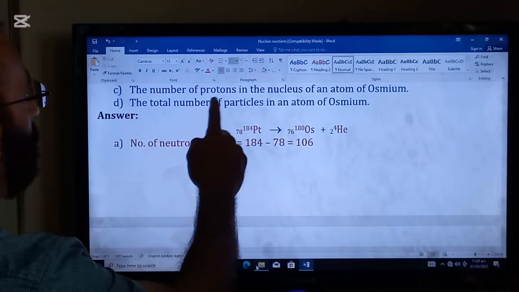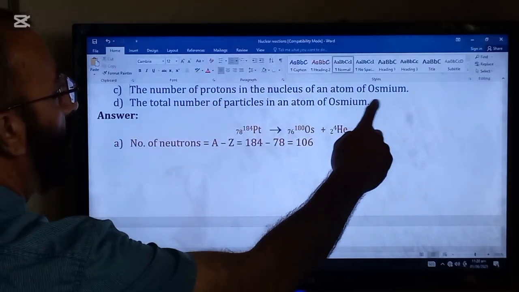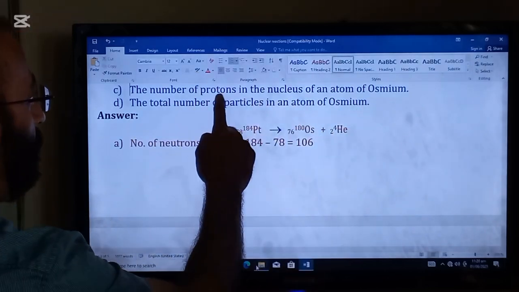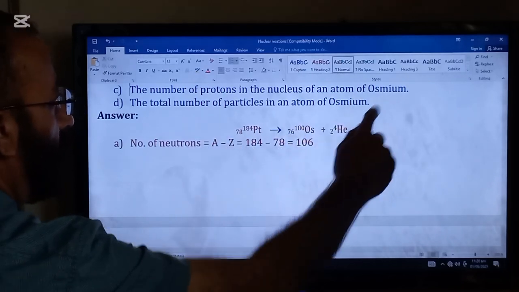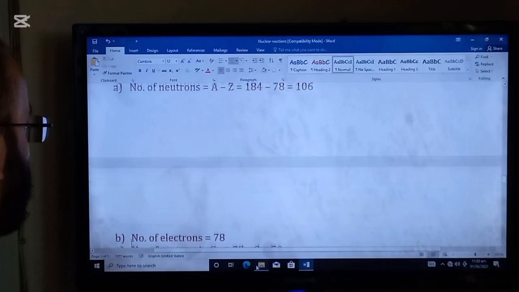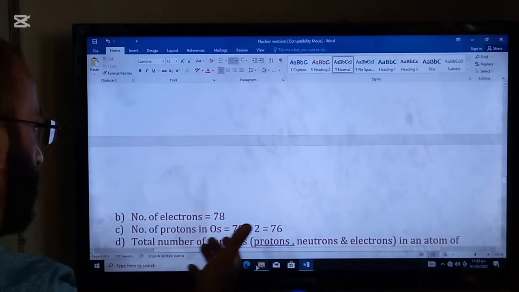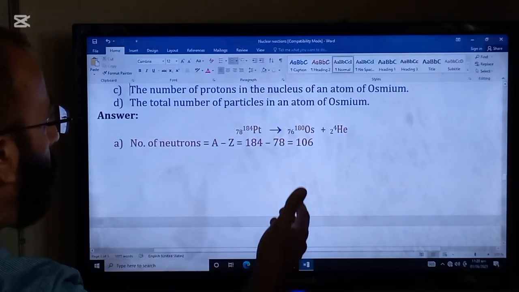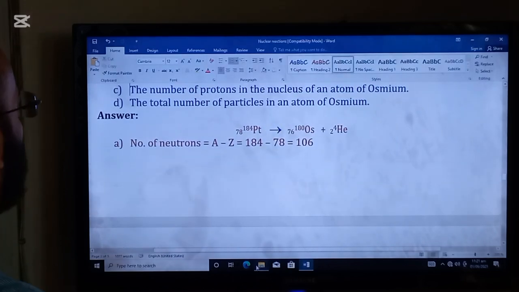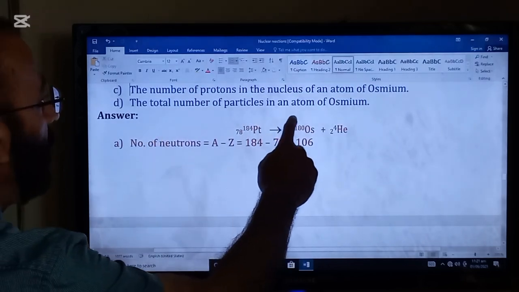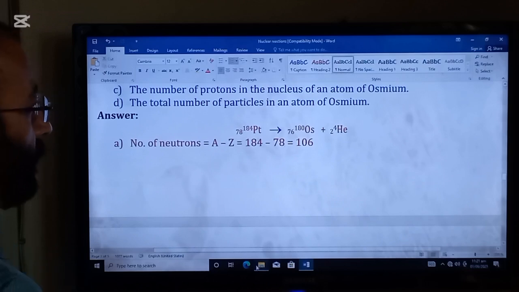C part is the number of the protons in the nucleus of an atom of the osmium. So protons will be 76 in the atom of osmium. This is the answer, 76. Okay, the last part is the total number of the particles in an atom of the osmium.